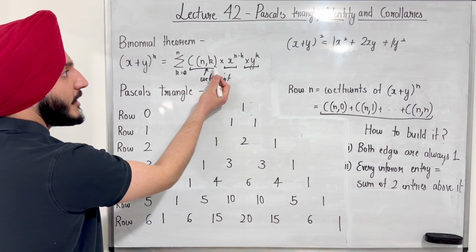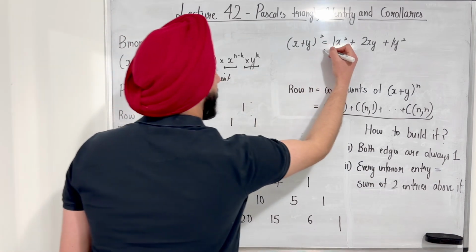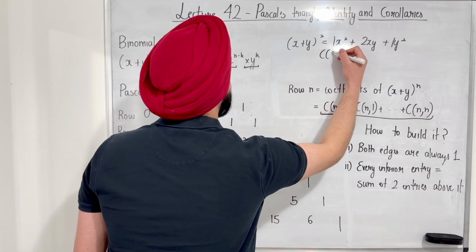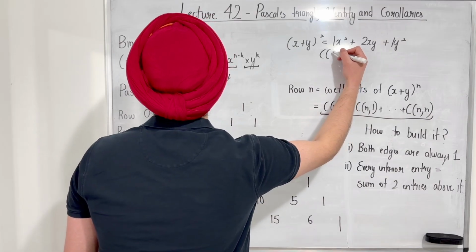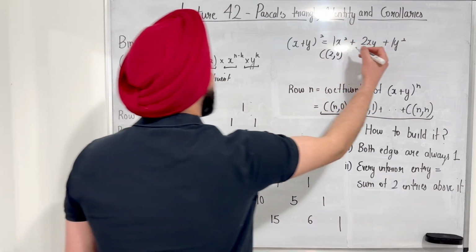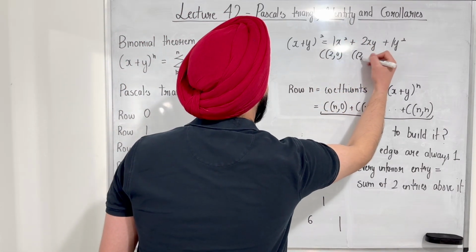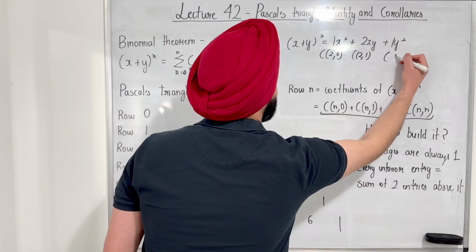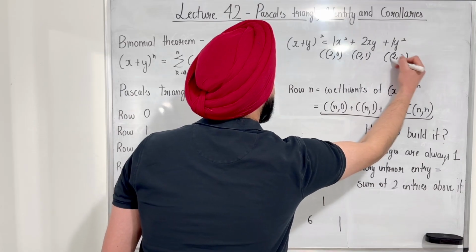You can try to calculate it. It's pretty much going to be C in this case would be C(2, 0). In this case, it would be C(2, 1), and then this case would be C(2, 2).